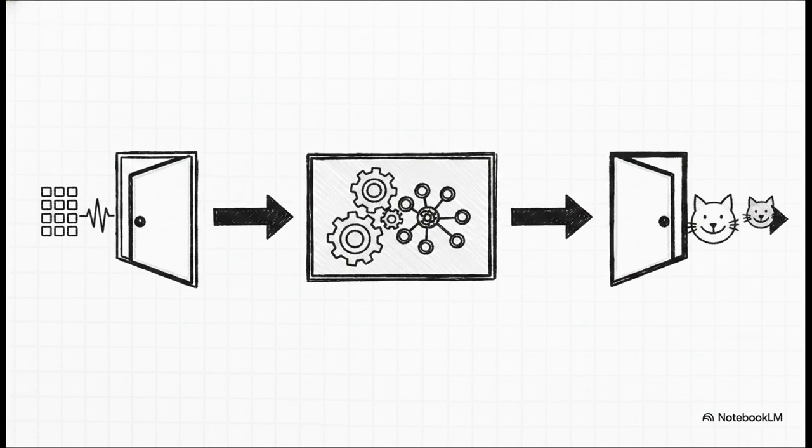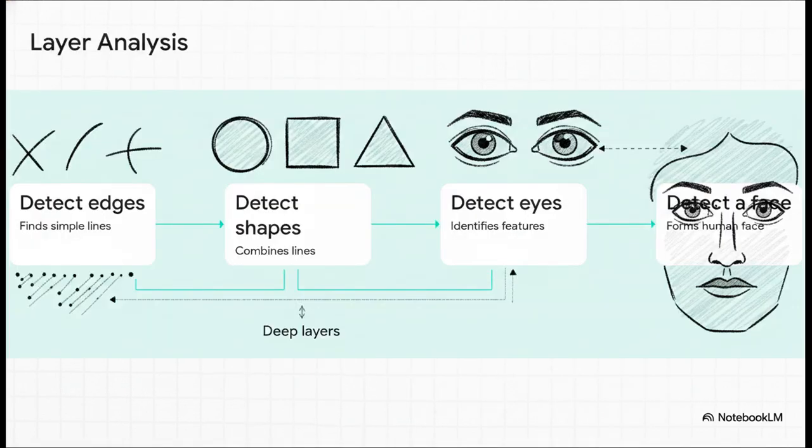Next, we have the hidden layers. This is the engine room. It's where all the heavy lifting and analysis happens. And finally, we reach the output layer. This is the exit door that gives us the final answer, confidently stating, "This is a cat," or "This person is smiling." Let's see how this understanding actually builds as we move through those hidden layers.